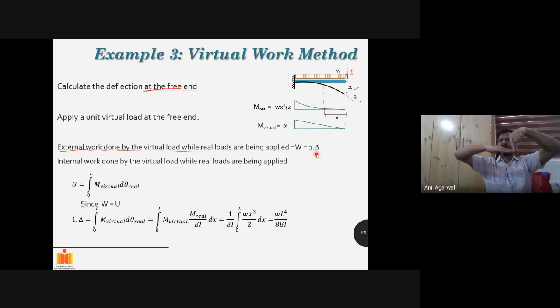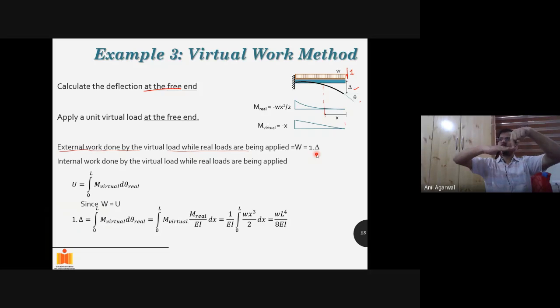You applied the virtual load, the beam deflected a little bit. Okay, let it be. I don't care how much deflection it was. Then I apply the real loads, and under the real loads the beam deflects. Along with that, the virtual load also moves. Now I want to calculate how much work the virtual load has done while the beam was deflecting due to the real loads. So how do I know how much work it has done?